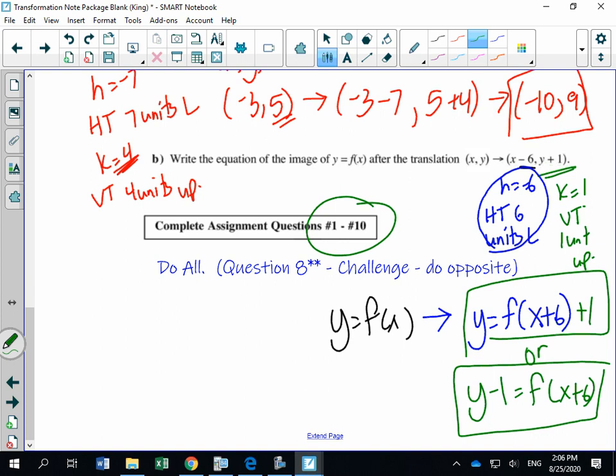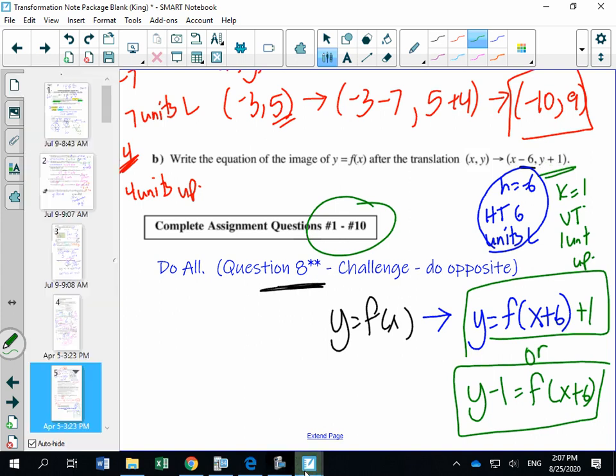The one question I'm going to do with you is question number 8. So if you want, what I would do is I'd probably pause this, do all the questions, and then number 8, when you get to it, I'd probably watch it. 8 would be the challenge question, and I always like putting this on the quiz as well.